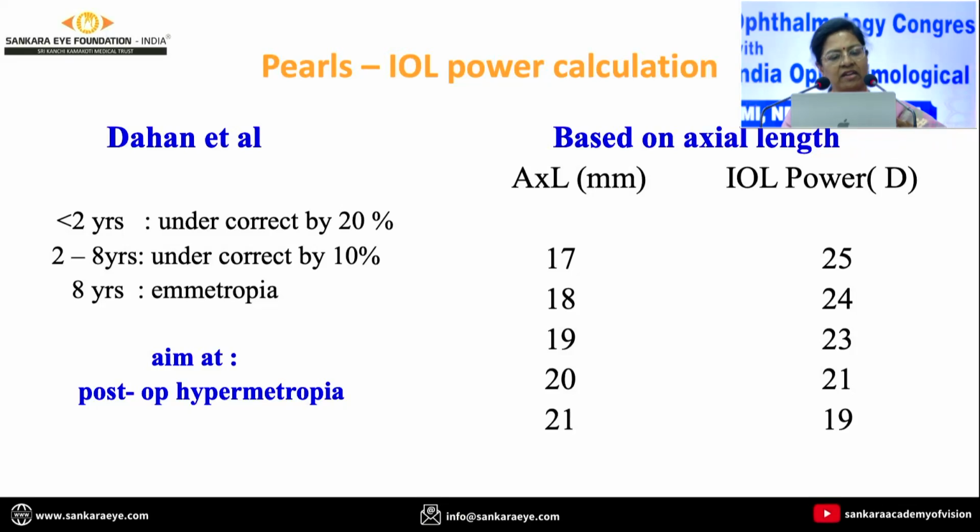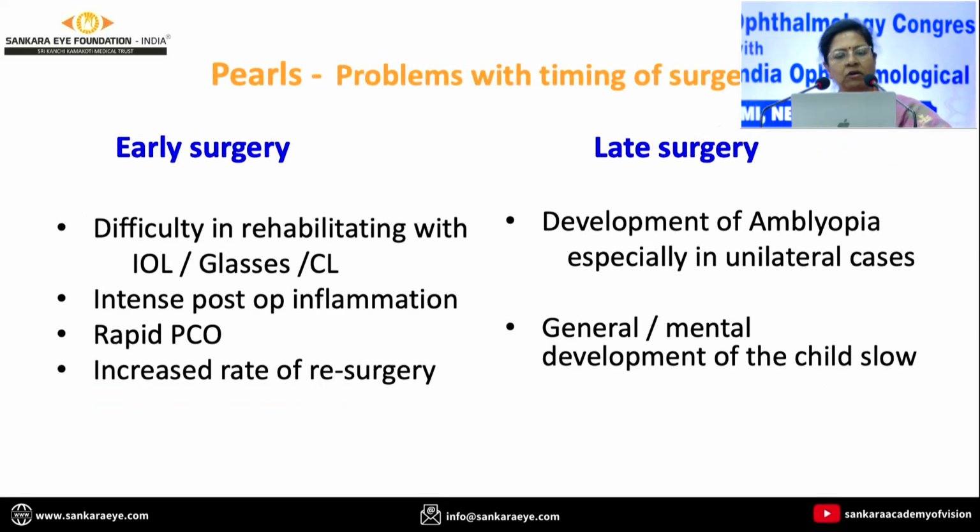But however, I differ slightly with this. Between 2 to 8 years, it's quite a wide range. So what I do is, between 2 to 5 years, I undercorrect by 15%, and 5 to 8 years, I undercorrect by 10%. However, our main aim for all the pediatric ophthalmologists is to have a post-op hypermetropia. Of course, if the child is older, we can go for emmetropia. Now coming to a few problems with early surgery and late surgery, let's see what they are.